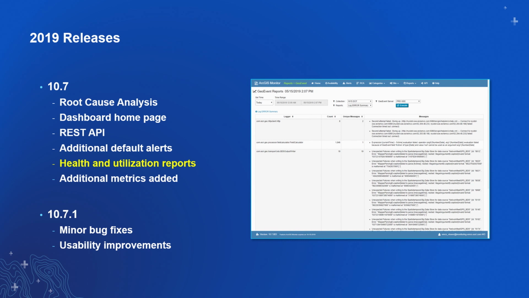Additionally, health and utilization reports. At 10.6, we gathered a lot of data, but moving into 10.7, we're beginning to look at more ways of aggregating that data and bringing it to life for you. Something that I think Andrew had mentioned throughout this presentation is some of those reports. These take the form of high-level reports, as well as super detailed reports that you can export into Excel or CSV.